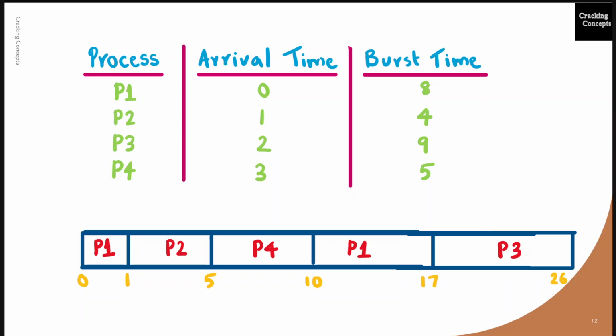So P1 from 0 to 1, P2 from 1 to 5, P4 from 5 to 10, P1 from 10 to 17 and P3 from 17 to 26. Now process P1 started at time 0, since it is the only process in the queue at that time. Now P2 is arriving at time 1. Now the remaining time for process P1 will be 8 minus 1, 7 milliseconds. Now that 7 is still larger than the time required for process P2, which is 4. So P1 will be preempted and P2 is scheduled, which is shown in the Gantt chart here.